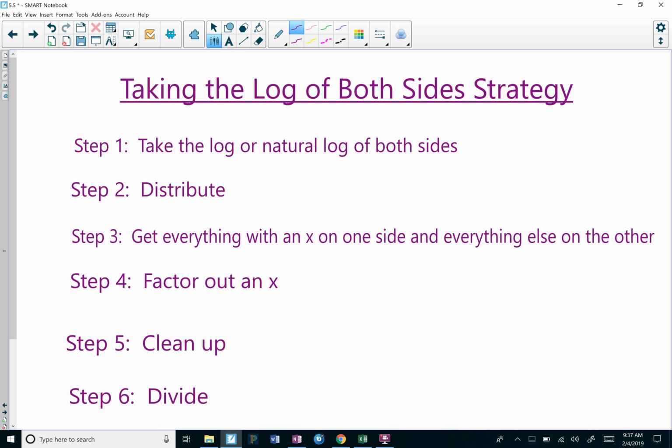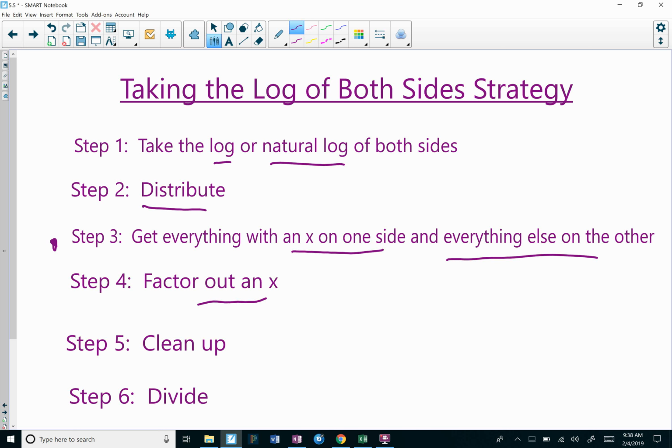Okay, so the first thing you do is exactly what it sounds like. You're going to take the log or natural log of both sides. It really doesn't matter. Either one will get you there. I tend to do the natural log just because it's less to write. But it really does not matter, whatever you prefer. You're going to distribute things out. And this is the step that should sound familiar. Get everything with an x on one side and everything else on the other. Okay? And then factor out an x.